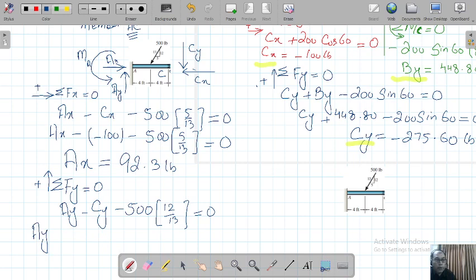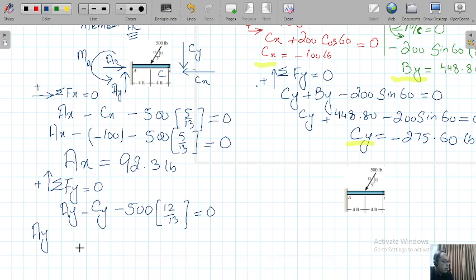but you know what Cy is going to be. So for Cy, minus 275.60 minus, if you multiply 500 with 12 by 13, you will get minus 461.54 is equal to 0. So this is being done.